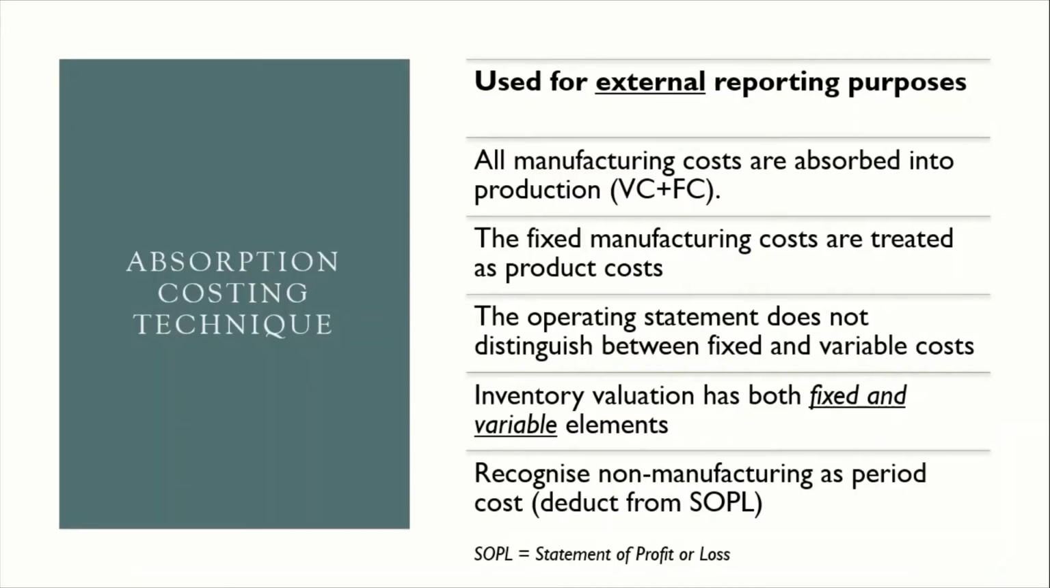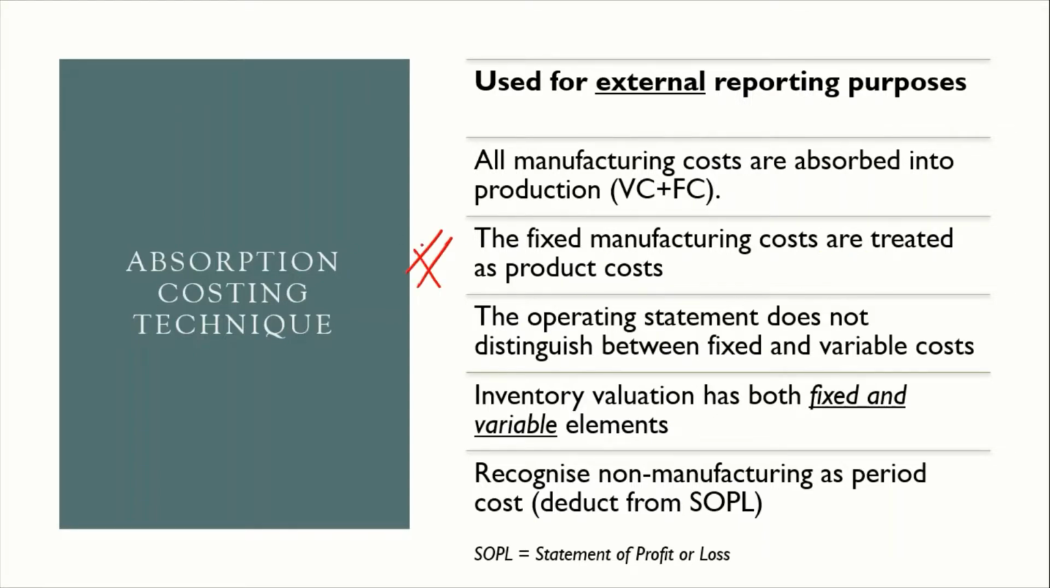Starting with the first method, which is the absorption costing method, AC. It is used for external reporting purposes, so external users will look at this method. All the manufacturing costs are absorbed into the production, which includes variable costs and fixed costs, VC plus FC. The fixed manufacturing costs are treated as production costs.